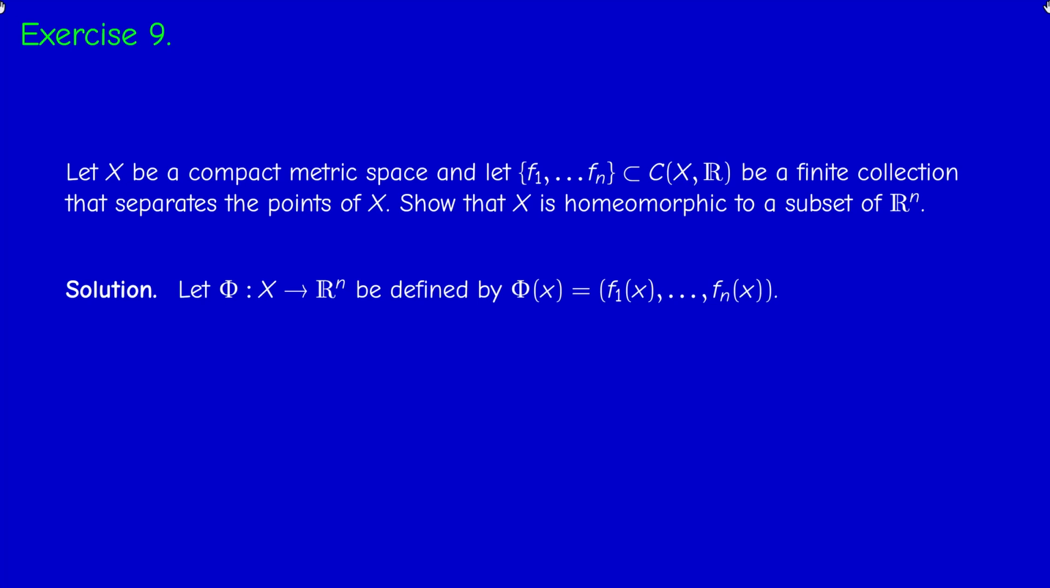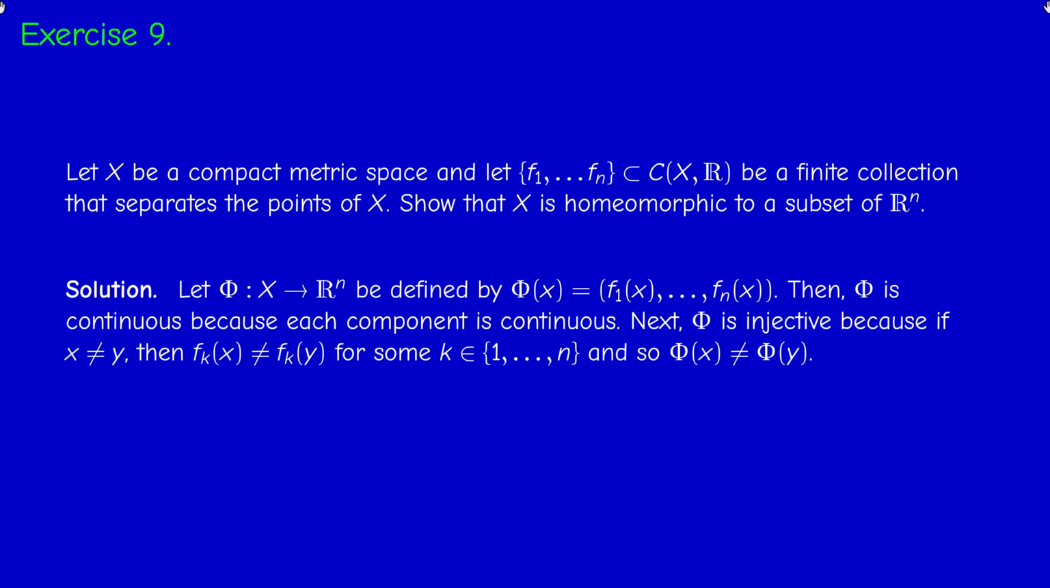So consider the function capital Phi from X to Rn, whose components are the fi. So we have n components. We will show that phi is continuous, and is actually a homeomorphism from X to its image. First of all, it's continuous because each component by assumption is continuous, because each fk is continuous.